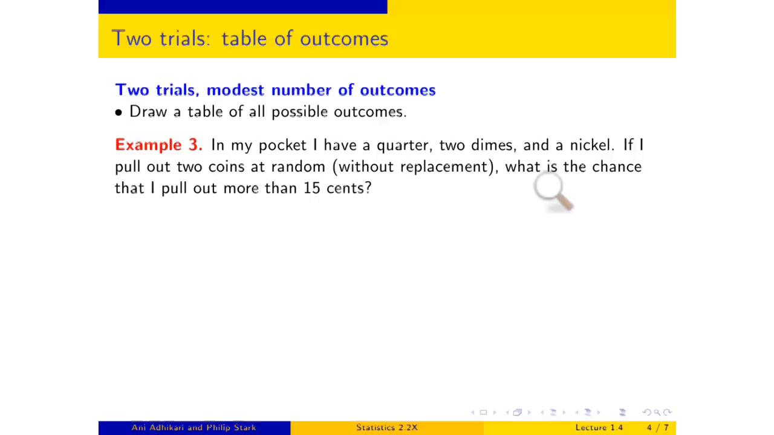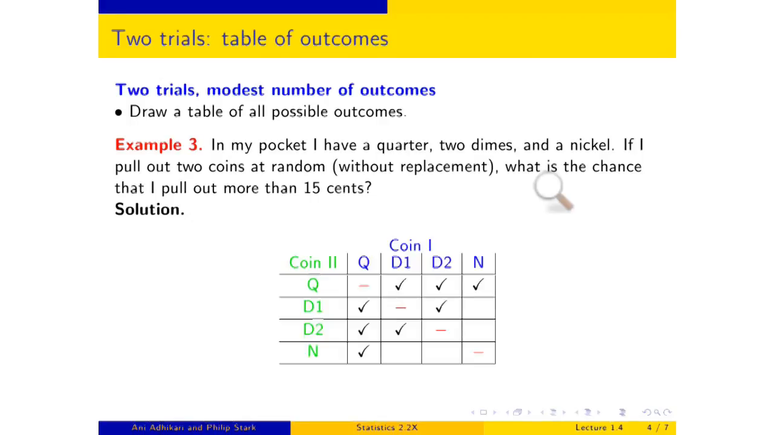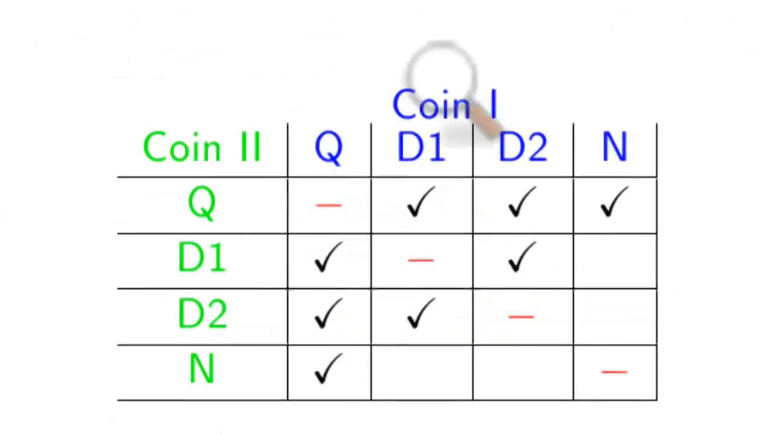So what we're going to do is lay out the statement of the problem and its solutions in a table. And the table goes like this. The first coin that I get can be either a quarter, the first dime, the second dime, or a nickel. And the second coin that I get can be one of those 4 coins also. So I will make a little grid. What this cell represents is the outcome: I got the nickel first, and then I got the quarter.